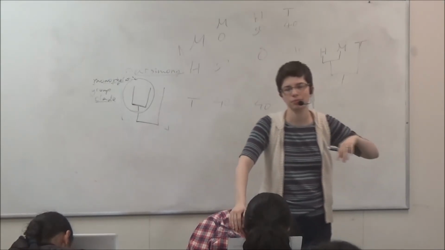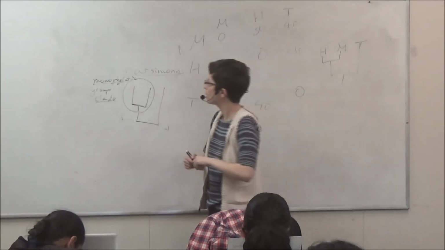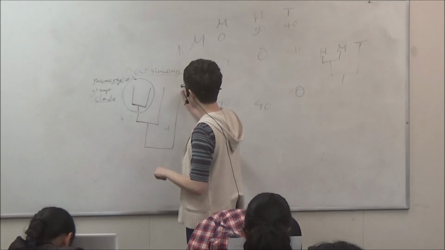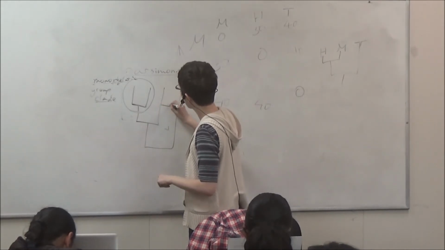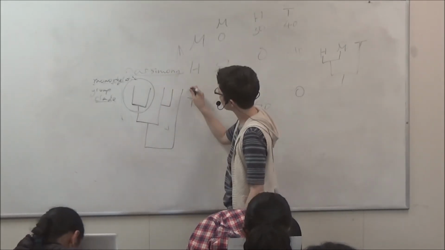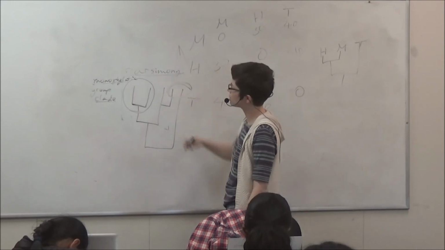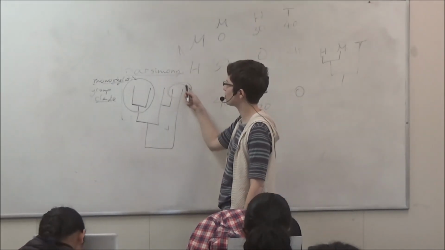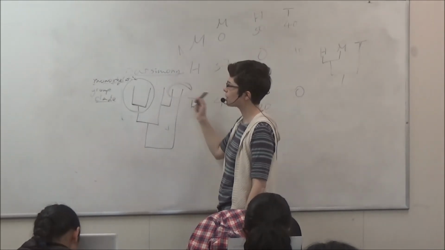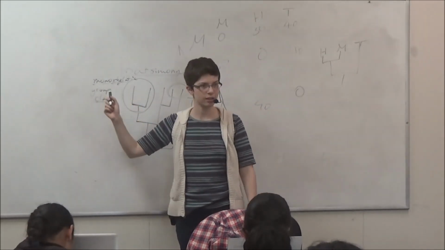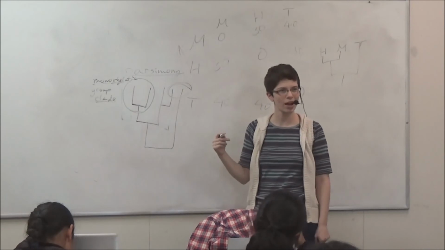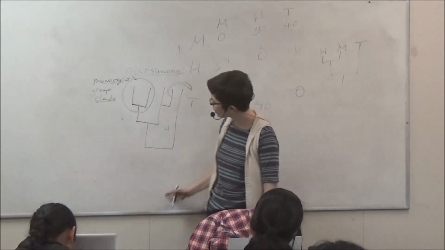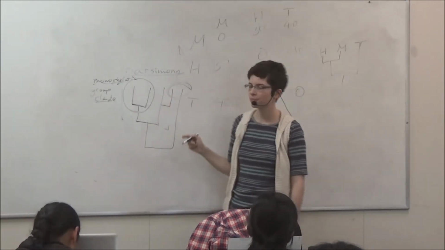So, let's say on my tree, I decided that these two, I was putting them in the same group. Maybe this is a snake and this is a worm, and I'm putting them in the same group. That is not considered monophyletic. Does that make sense why? Because I'm not including their common ancestor.